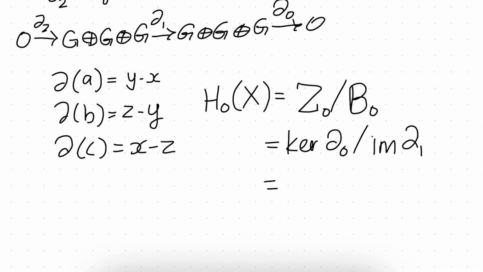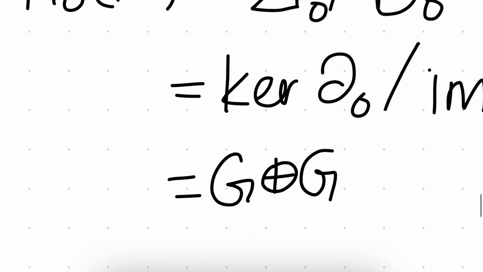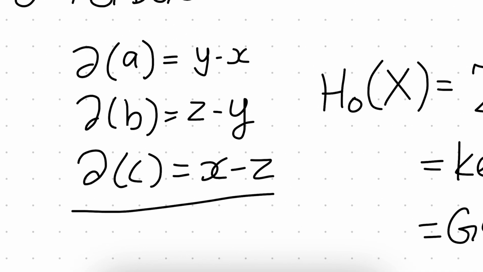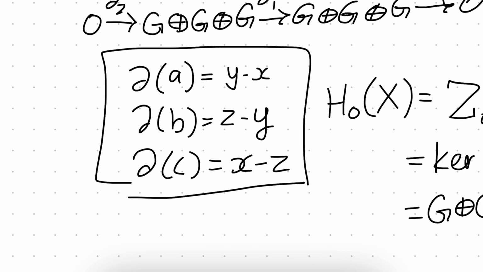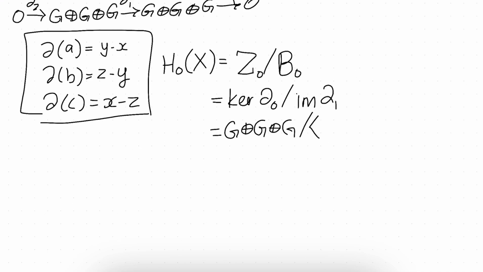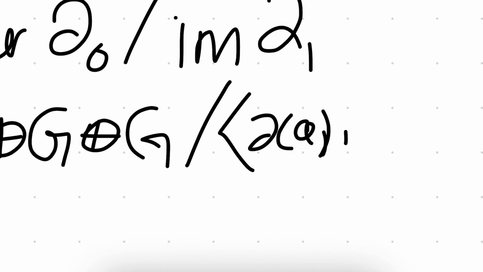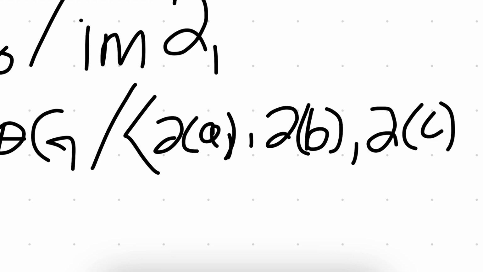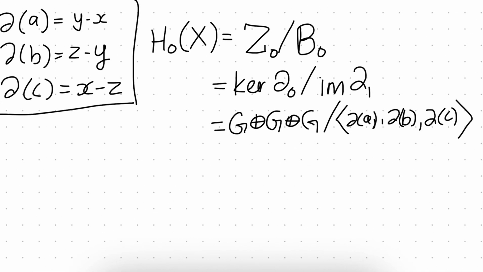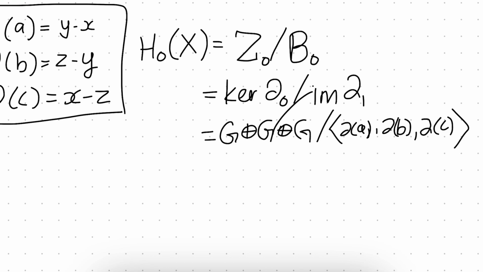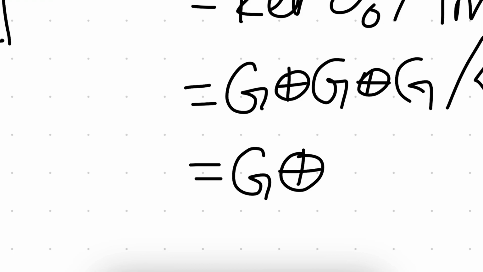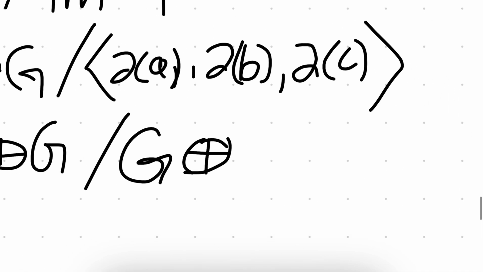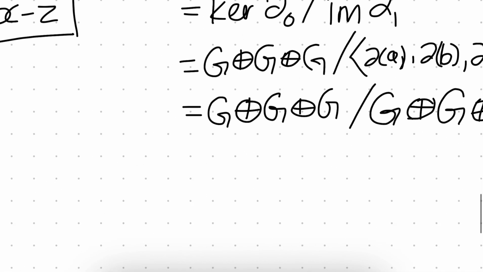Now the kernel of del 0 is basically everything that's sent to the trivial group. That's just G direct sum G direct sum G, mod the image of del 1. The image of del 1 is the free abelian group generated by these images. So it is del of A, del of B and del of C, wherein it's those things in the box. And you notice that this free abelian group is just the free abelian group on 3 generators, and it is precisely isomorphic to G direct sum G direct sum G. So it's basically just the direct sum itself, right? And you already know from last lecture that that is trivial.